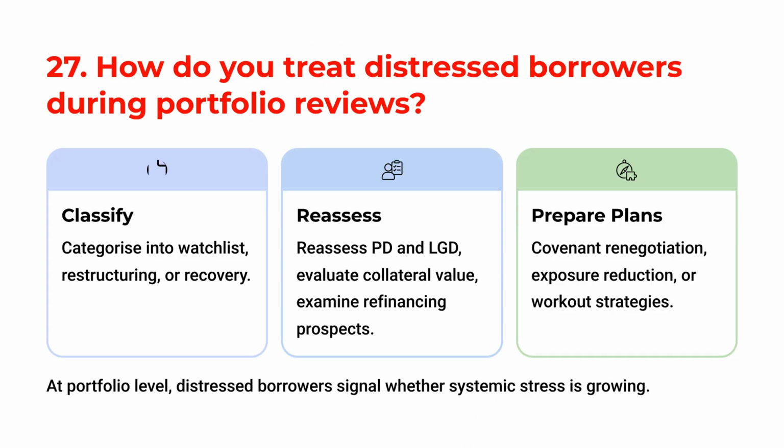How do you treat distressed borrowers during portfolio reviews? You classify them into remediation categories: watchlist, restructuring, or recovery. You reassess PD and LGD, evaluate collateral value, and examine refinancing prospects. You may prepare action plans, covenant renegotiation, exposure reduction, or workout strategies. At portfolio level, distressed borrowers signal whether systemic stress is growing.